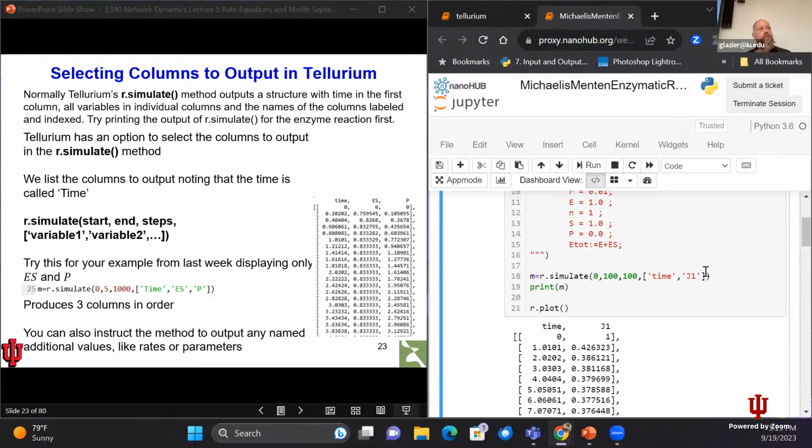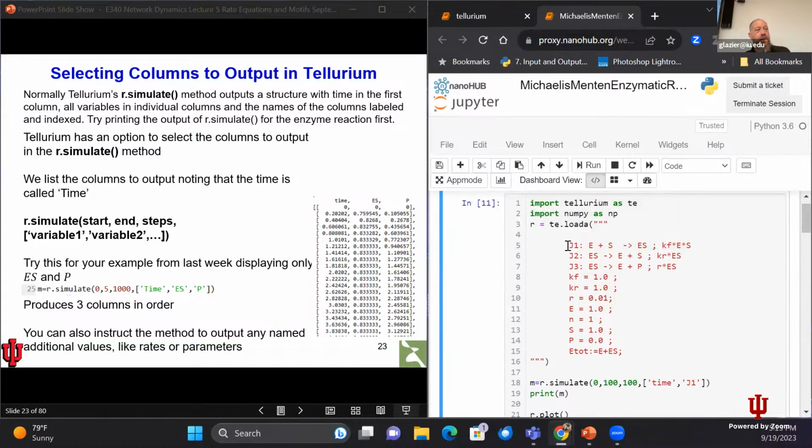Wait, what is J1? Yeah, sorry, let me scroll up. So when I declare a chemical reaction like this, J1 is equal to this rate. Now, in this case, it's easy enough. I know Kf times E times S. I don't need anything fancy for that. But sometimes those could be quite complicated functions, and so it might not be so immediately obvious to me what that should be. So anything that's given a name in antimony, I can display by asking for it when I do the simulate.